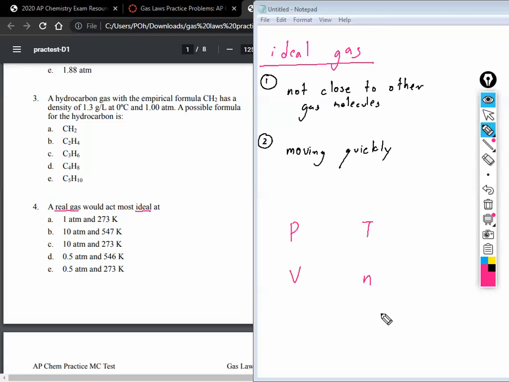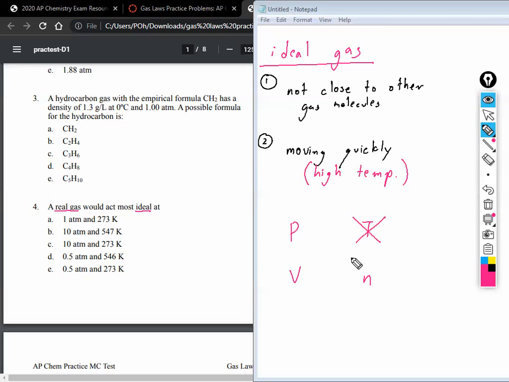Anyone want to take a shot at it? Which one of these rules does one of the properties apply to? Yeah, Greg, which one of these is temperature? One or two? Two, yeah, good. This one has to do with temperature. So if it's moving quickly, is it a high temperature or a low temperature? Yeah, high temperature. Good pickup, guys. One of the ways you can think about it is in an ideal gas, we are looking at a high temperature.